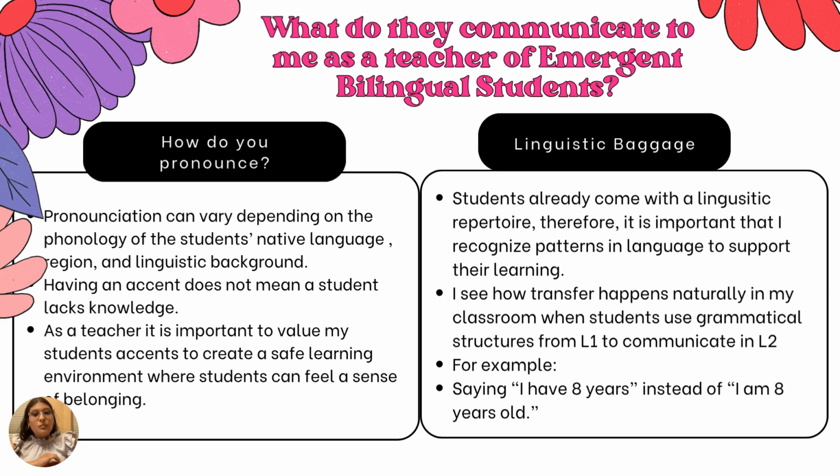In the video Linguistic Baggage, Modi does a very good job in explaining how students already come with a linguistic repertoire. Therefore, it is important that as teachers, we recognize the patterns that students use in language to better support their learning. And I do want to share that in my classroom, I'm able to observe this behavior every single day. I can observe how transfer happens naturally when students use grammatical structures from their first language and apply that knowledge to communicate in language two.